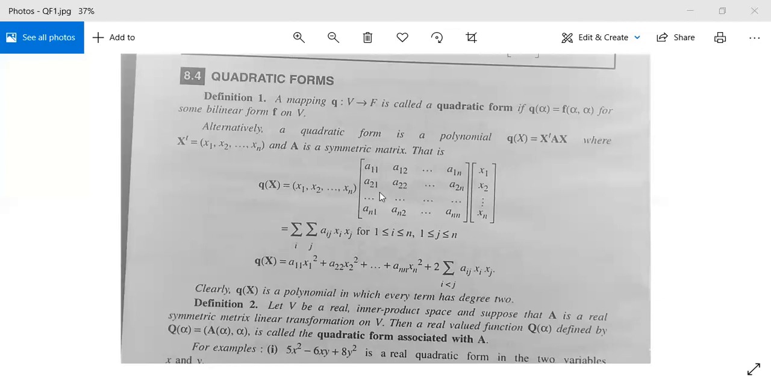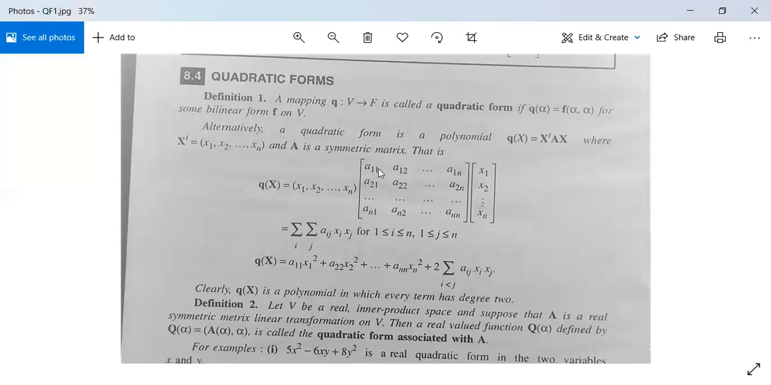After multiplying these three matrices, we get the summation over i, summation over j, aij xi xj, for 1 less than or equal to i less than or equal to n and 1 less than or equal to j less than or equal to n. If you expand this one, then you will get this summation. So this Q(x) can be written as a11x1 square plus a22x2 square plus so on plus annxn square plus 2 times summation aij xi xj but i is less than j.